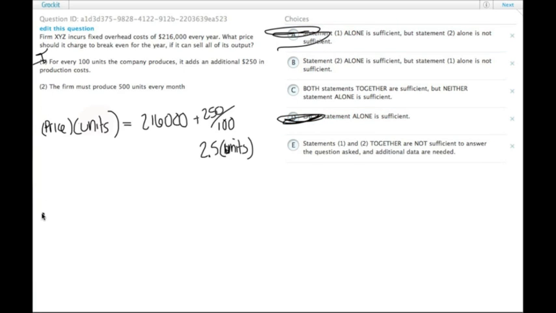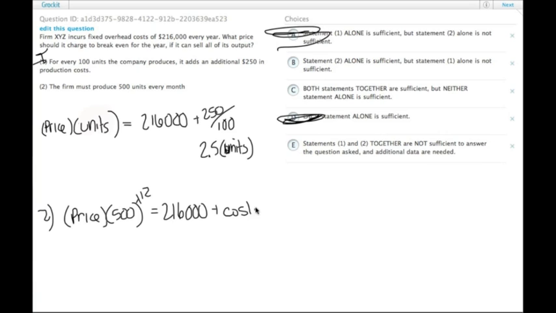Statement 2 tells us that the firm must produce 500 units every month. That tells us that the price times 500, and this is for the year, so it would have to be 500 times 12, but ignore that, is going to equal whatever the fixed costs are. We do have the fixed costs, which are 216,000, but we don't know what this additional marginal cost is.